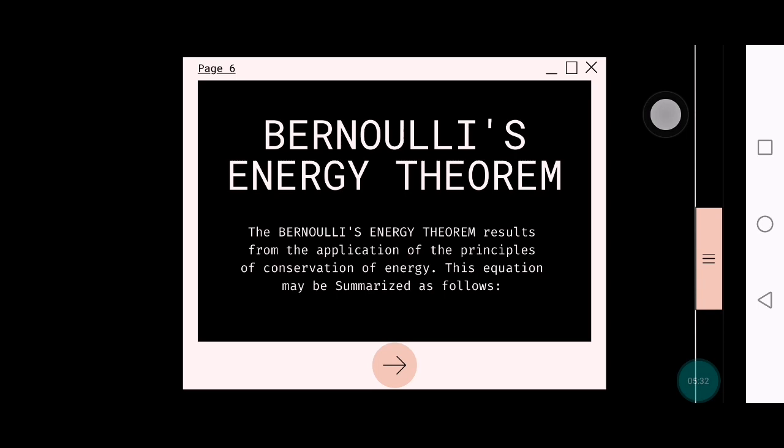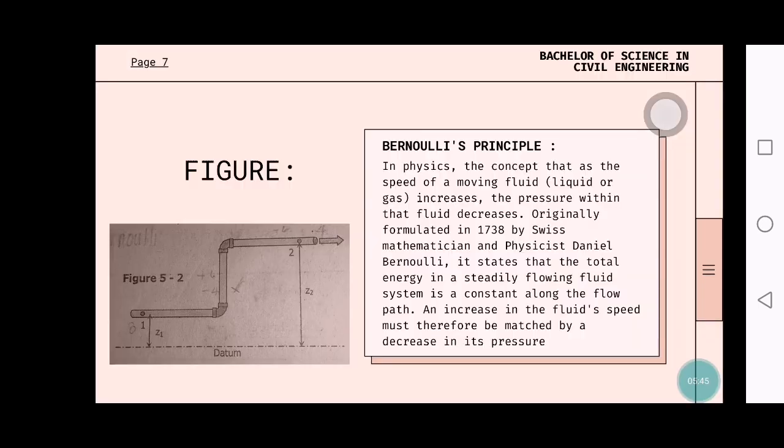Bernoulli's energy theorem. Bernoulli's energy theorem results from the application of the principles of conservation of energy. This equation may be summarized as follows. An example is Bernoulli's figure, like flow in a pipe.